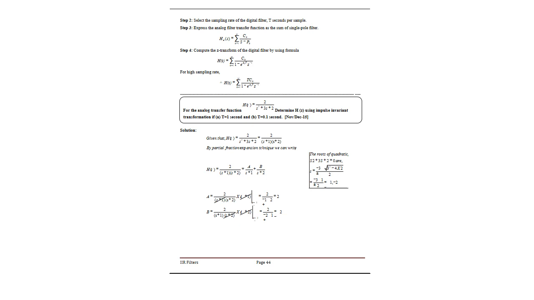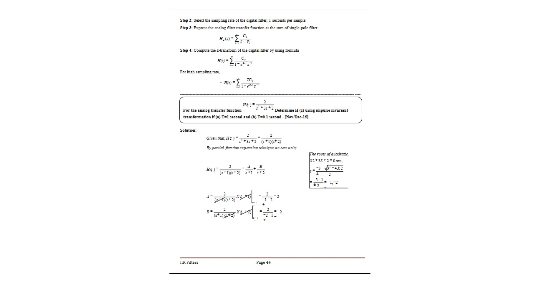Okay. For that, we are going to see one of the problems. For the analog transfer function H(S) = 2 / (S^2 + 3S + 2), determine H(Z) using the impulse invariant transformation, if A is T equal to 1 second and B is T equal to 0.1 second. So we have to find the analog transfer function. Given H(S) = 2 / (S^2 + 3S + 2), that is equal to 2 / ((S + 1)(S + 2)).